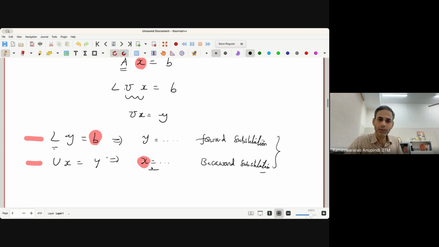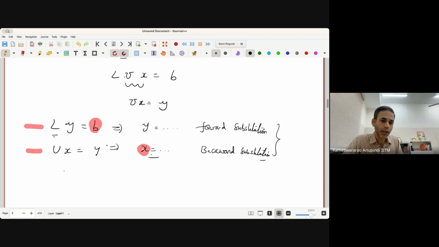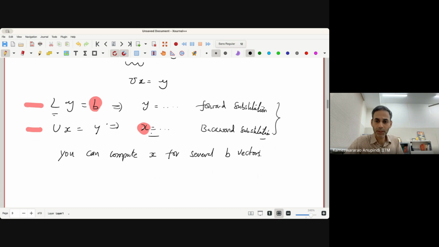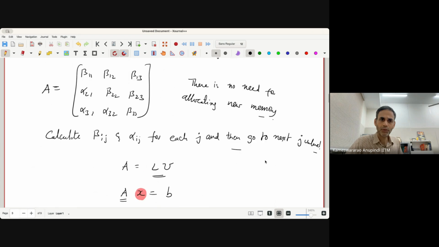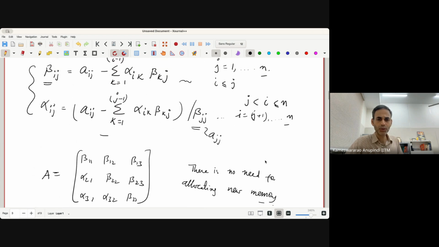Now that means once you have the LU decomposition of a matrix, you can compute X for several B vectors, right? Without actually doing the decomposition again. That is what we can do. That is the idea, which is basically an alternate form of Gaussian elimination. Any more questions before I go forward to write some small pseudocode for this?